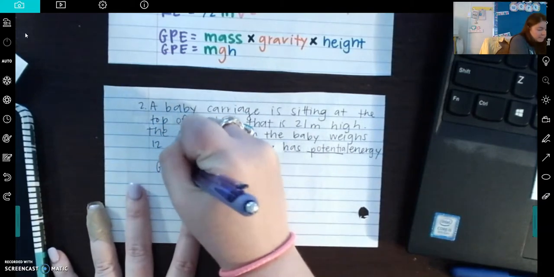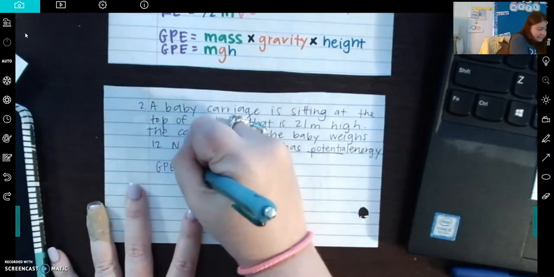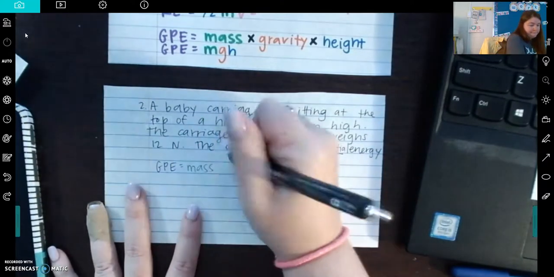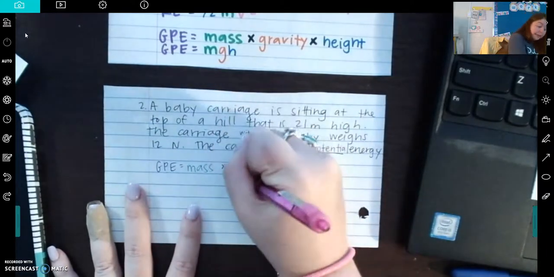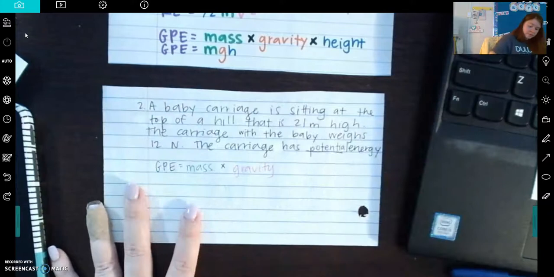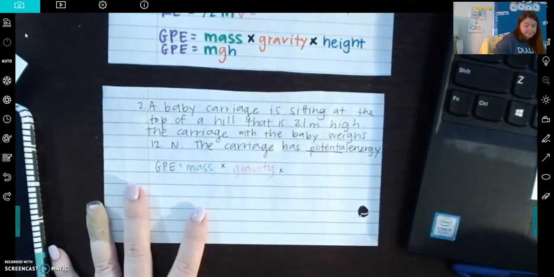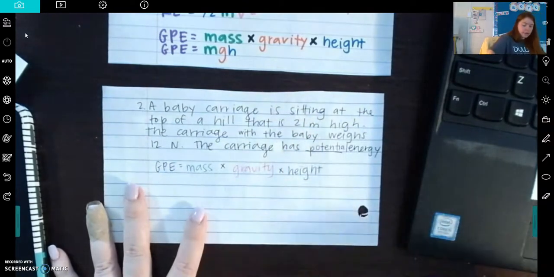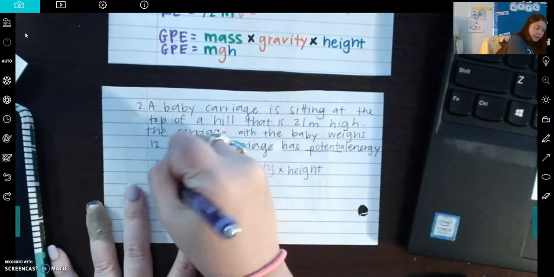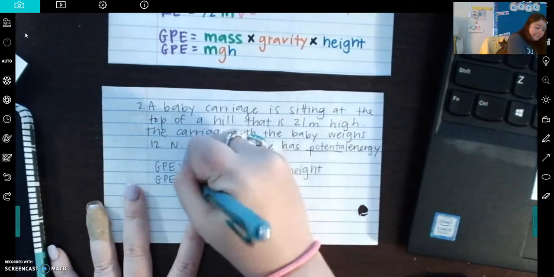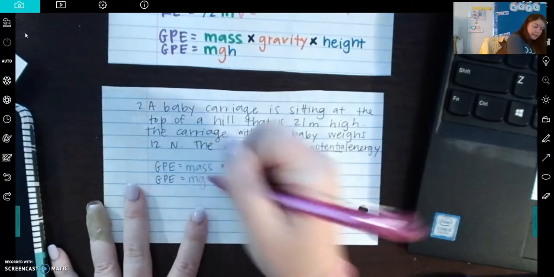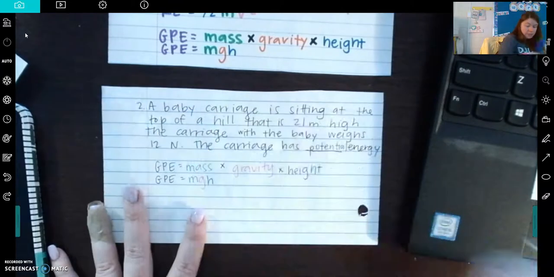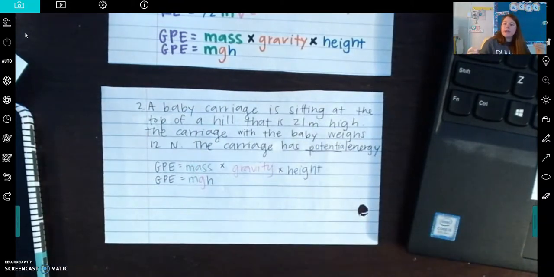So GPE equals mass times gravity times height. I know that that can be abbreviated to GPE equals mgh. And I can write either one as long as I'm writing out the entire formula before beginning the word problem. So let's find the pieces of information that we need.